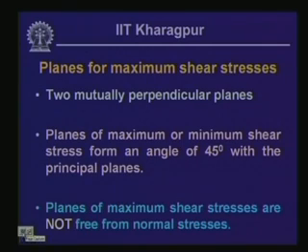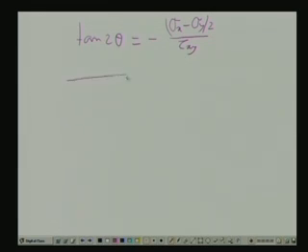Now, let us look into what is the value of the principal stress where the shear stress is maximum. Now, we have calculated that tan 2 theta equals minus (sigma x minus sigma y) by 2 by tau x y. So, if we place this in a geometrical form, this we have said 2 theta s. So, this angle 2 theta s, this is tau x y and this is minus (sigma x minus sigma y) by 2.